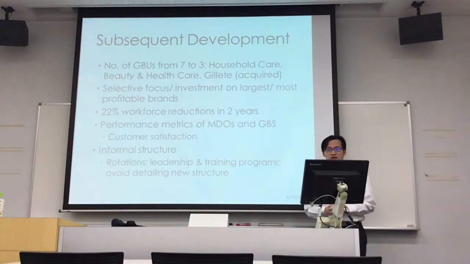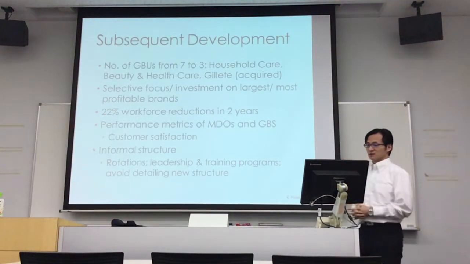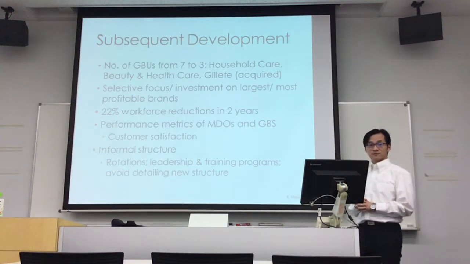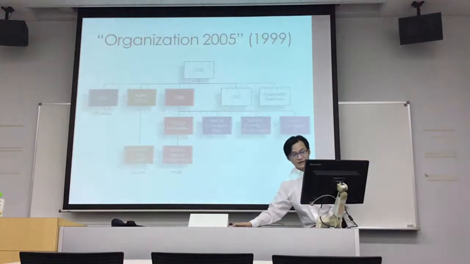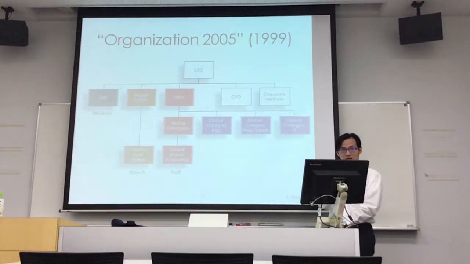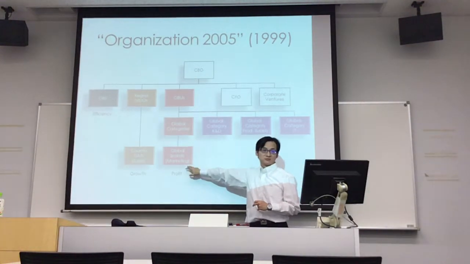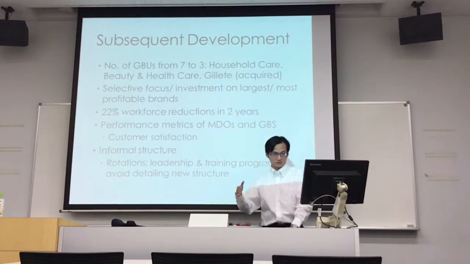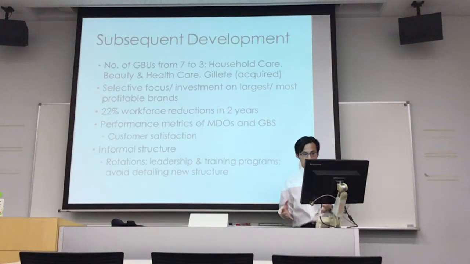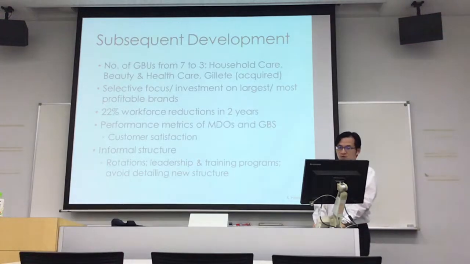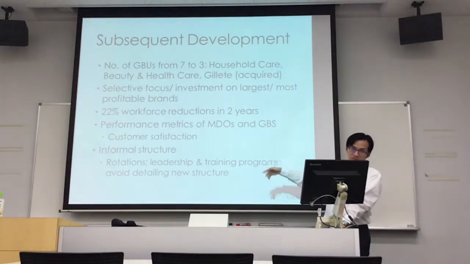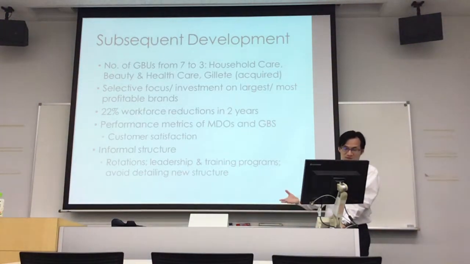Okay, so selective focus and investment on the largest and most profitable brands. One issue they encountered in this decline of performance was that they had way too many of these. So they want to concentrate resources on a fewer number of brands, to cut labor because of the performance problem.